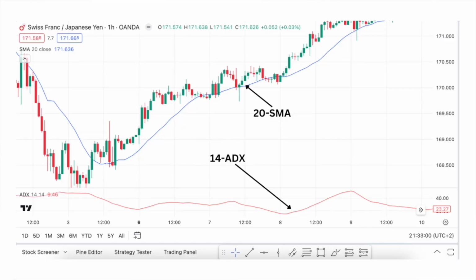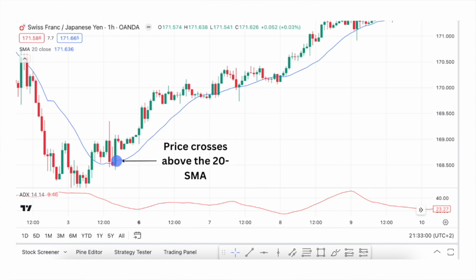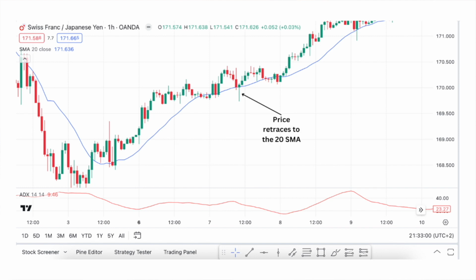As you can see, this is the Swiss franc Japanese yen hourly chart, and I've got the 20-period SMA and the 14-period ADX. And as you can see, price crossed above the 20-period SMA. It then trends up for a while and retraces back down to the SMA. And the ADX, while it's doing this, is consistently above 30. So as you can see here, price retraces and goes slightly below the moving average.